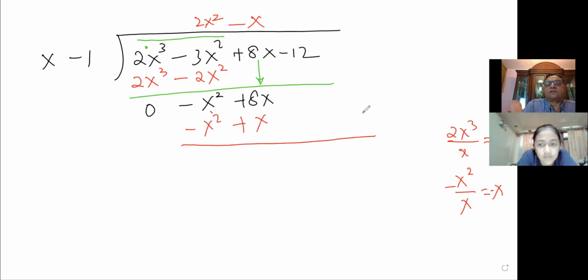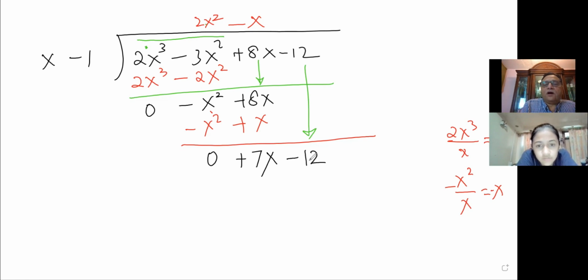And now we'll take away this also. What do we get? x squared minus x squared, we get 0. Plus 8x plus minus x, because we do subtraction, is 7x. Because from 8x, you are subtracting x, correct? Yes. Bring down the next term, which is minus 12. And so, we have to now figure out how much will come in the quotient.